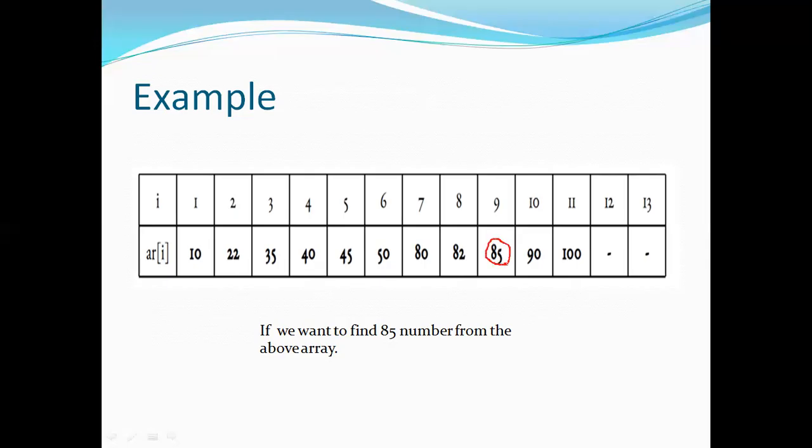So what will the output be? The element is available in this array and the location is 9. In the 9th location the element is available. So we need to get the output like this. Here X will be 85, the element I am going to search for.